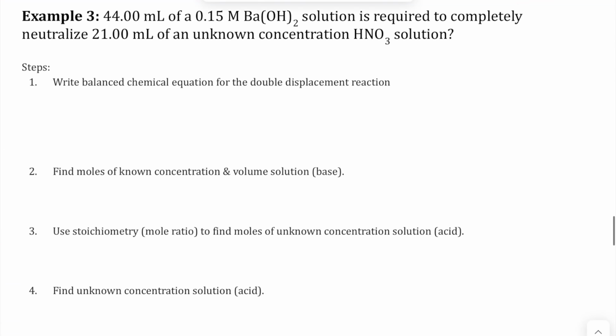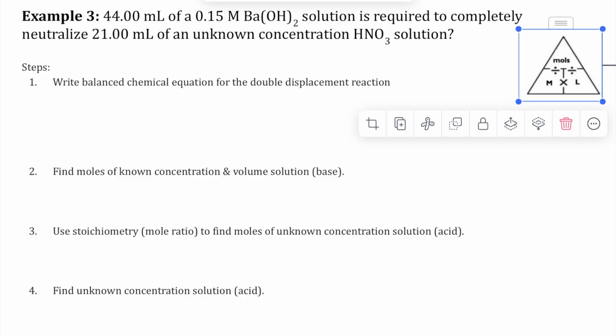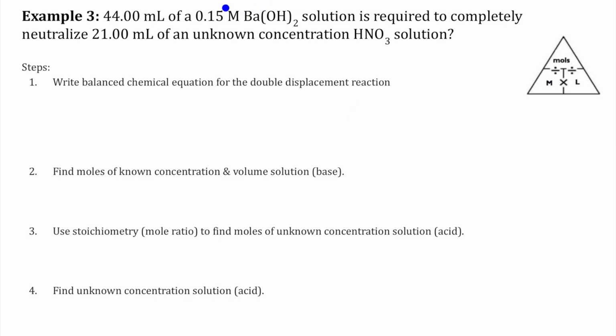All right, let's look at an example of doing these titration calculations. With a titration, you are going to know the concentration of one of your chemicals. For our purposes, we are going to know the concentration of our base. After our titration, we're going to be able to figure out how much was added, and we are going to have some measured out amount for our acid solution as well. So we have a couple pieces of information. 44 milliliters of a 0.15 molar barium hydroxide solution is required to completely neutralize 21 milliliters of an unknown concentration HNO3 solution.